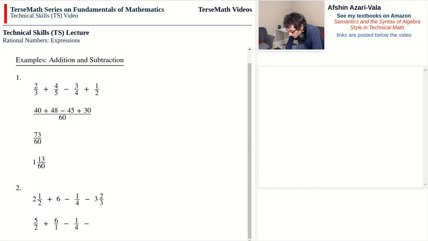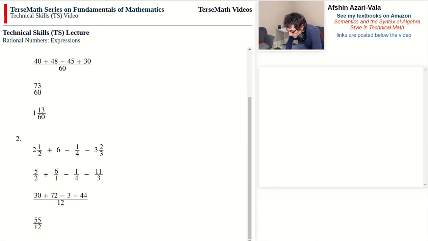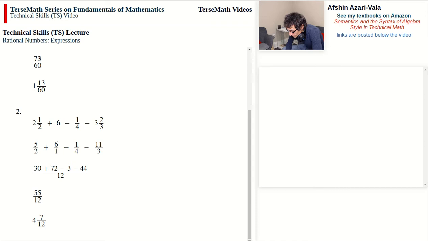So we get 11/3. For the least common denominator now, again I notice that 2 goes evenly into 4, so I can ignore 2. 4 and 3 have nothing in common, it will be 12. And then in sequence we divide by the bottom, multiply by the top. 12 divided by 2, 6. 6 times 5, 30. Plus 12 divided by 1, 12. Times 6, 72. Then minus 12 divided by 4, 3. 3 times 1, 3. Then again minus 12 divided by 3, 4. 4 times 11, 44. And we end up with 55/12, which is 4 and 7/12.